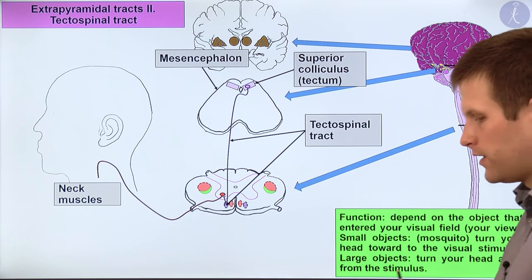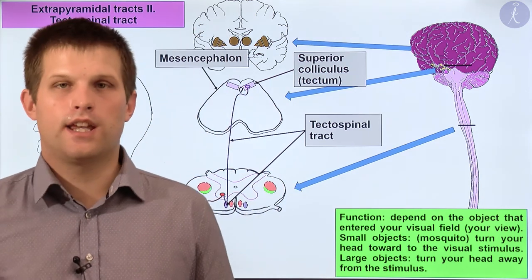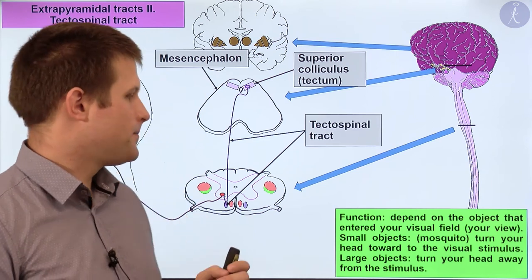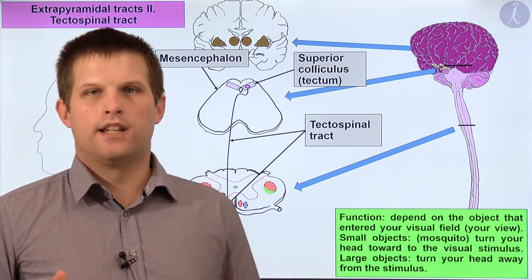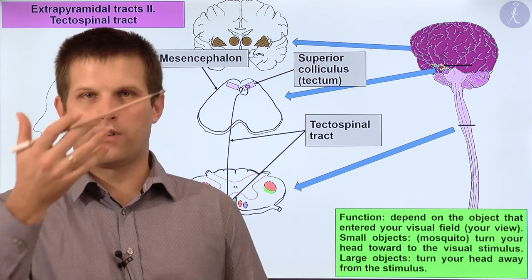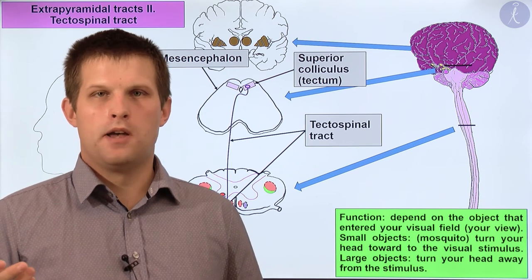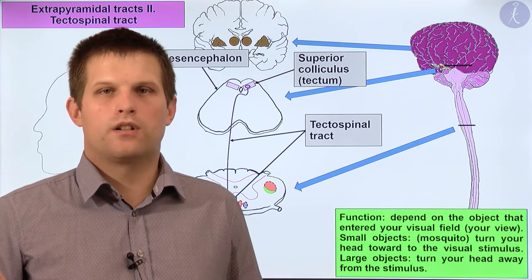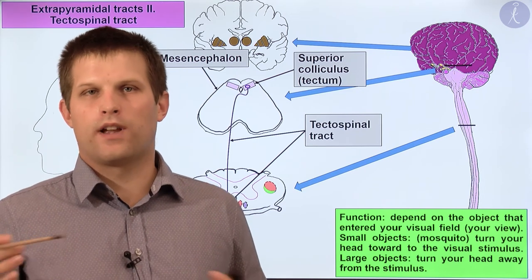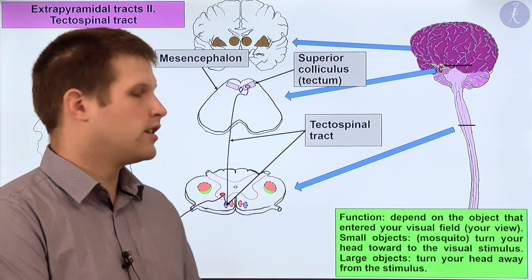What is the function of this tract? It's interesting. We can say that it works at a reflex level. What do I mean? Many times we realize that some object enters your visual field, the view of your eyes. For instance, if a mosquito enters your visual field, many times without any control, you need to check what entered the visual field, at a reflex level. This movement is controlled by the tectospinal tract.